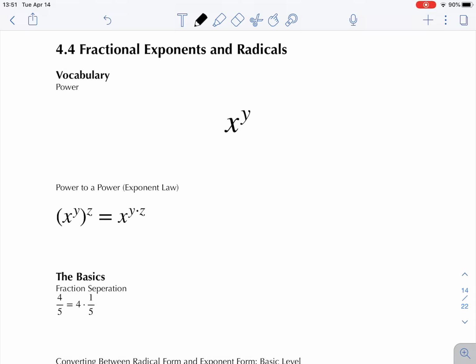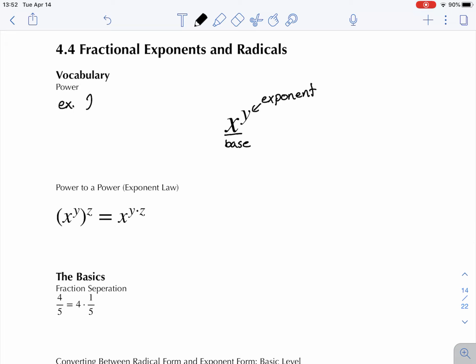Let's look at section 4.4, Fractional Exponents and Radicals. The vocabulary. It's important for you to remember what a power is. It's a base, a number, a base with an exponent. And that exponent means how many times you multiply that base out by itself.